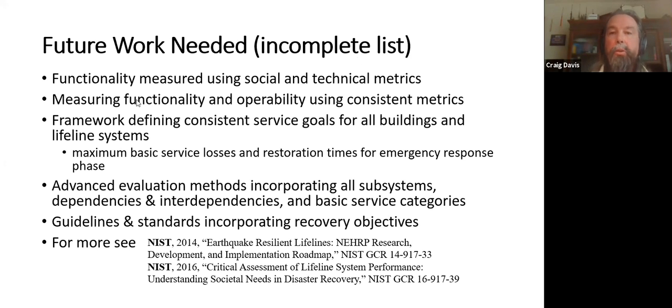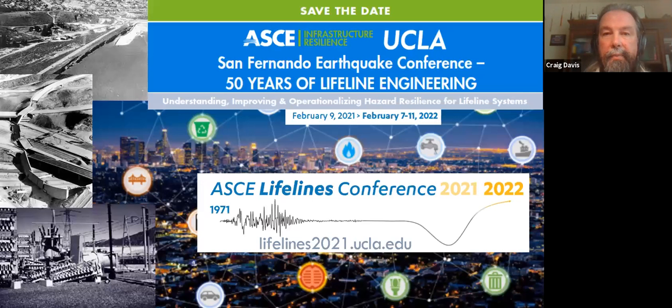And then lastly, I want to point out that we are organizing a 50-year anniversary conference for the San Fernando earthquake around Lifeline. This is called Lifelines 2021, now 2021-22. It was scheduled for February 7th through 10th in 2021, but due to COVID-19, we had to move it out a year. It is now scheduled for February, the in-person gathering will be February 7th through 11th in 2022.